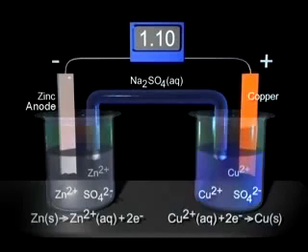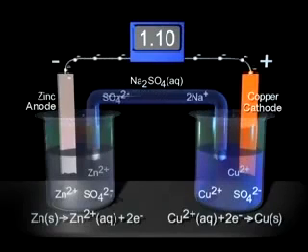The reaction in the right-hand compartment is reduction of copper. The electrode at which reduction occurs is called the cathode. Electrons flow from the anode to the cathode through the external circuit. To maintain electrical neutrality in the two cell compartments, ions must move through the salt bridge.